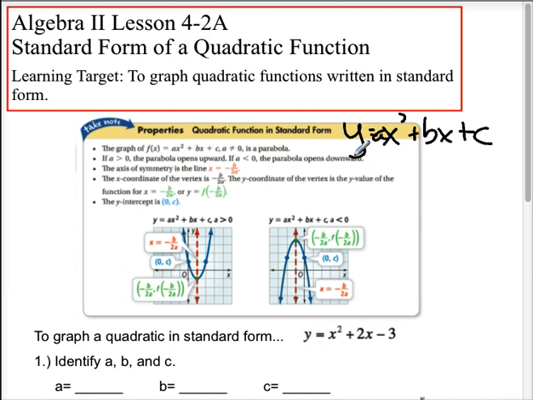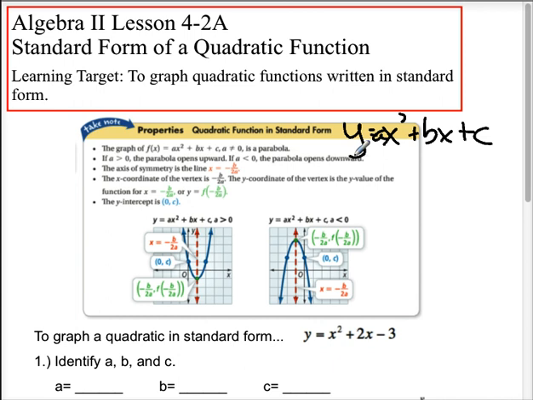So all it means is you have those three separate terms, no parentheses, no anything like that, just ax squared, so a number with x squared, plus bx, so just a number with b, plus c, the constant that's by itself. So graphing this takes a little bit different technique, okay?